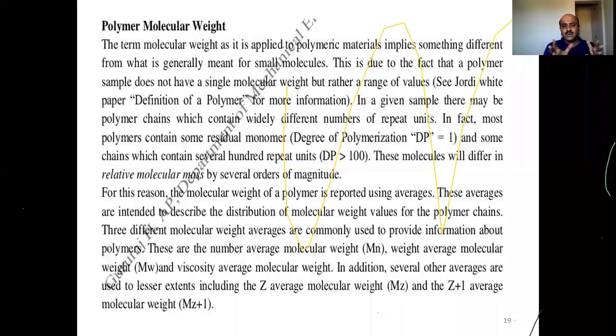This is a different way of characterizing the polymer. That's why we said it will have a range of values. The molecular weight of a polymer will have a range of values, and rather than a single value, you can obtain it with the different averaging methods.